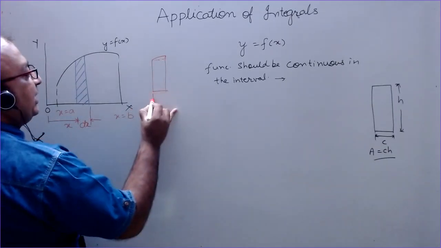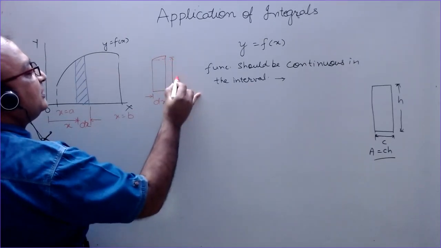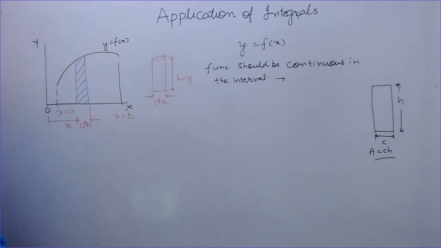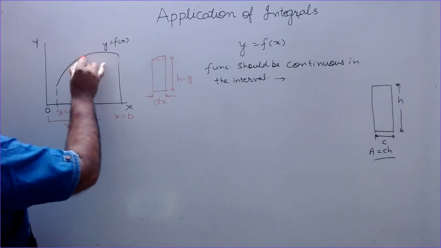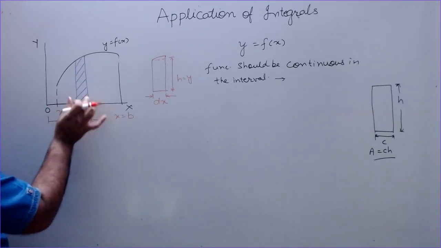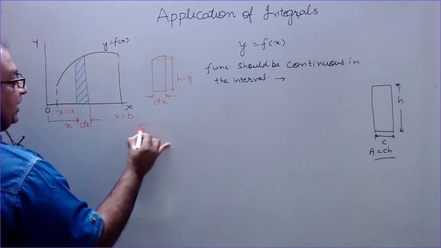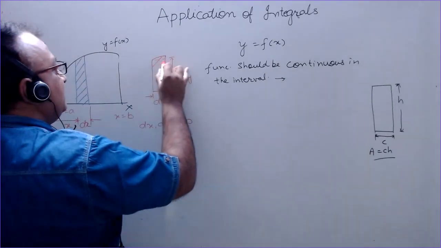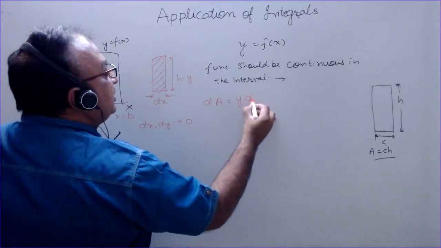So the breadth or base is dx, and the height h is equal to the y coordinate. This is x, this is y, this is (x, y), and this is (x plus dx, y plus dy). So dx and dy are very small. The coordinates of this point are x and y, and of this point x plus dx and y plus dy. This is x, this is dx, so x plus dx, and this side is dy. dx and dy are both tending towards 0. So what is the area? The area of this small rectangle, dA, is equal to y into dx.